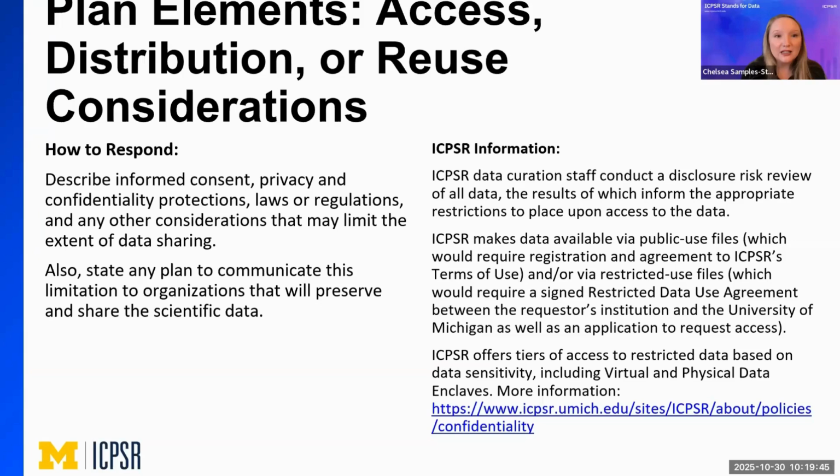All of this is to say, if you have concerns about privacy or confidentiality in your data that would not make them appropriate for an immediate public release, we have options available to help you still be able to share those data safely.